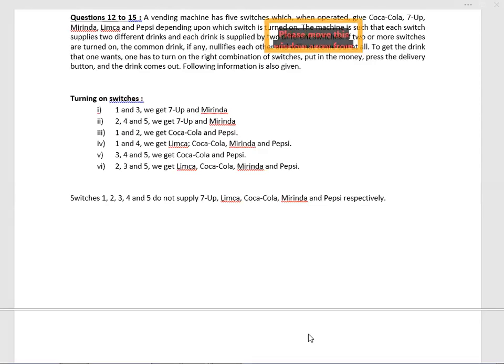Look at this set. Multiple switches are available for multiple drinks. Every drink is obtained by two switches, and every switch is giving two drinks. Interesting part, if two particular switches are giving a particular drink and they are open simultaneously, then that drink will not come out.